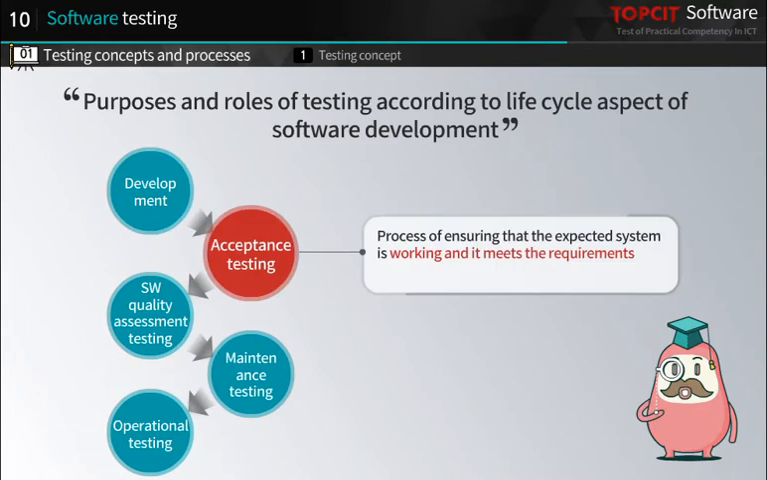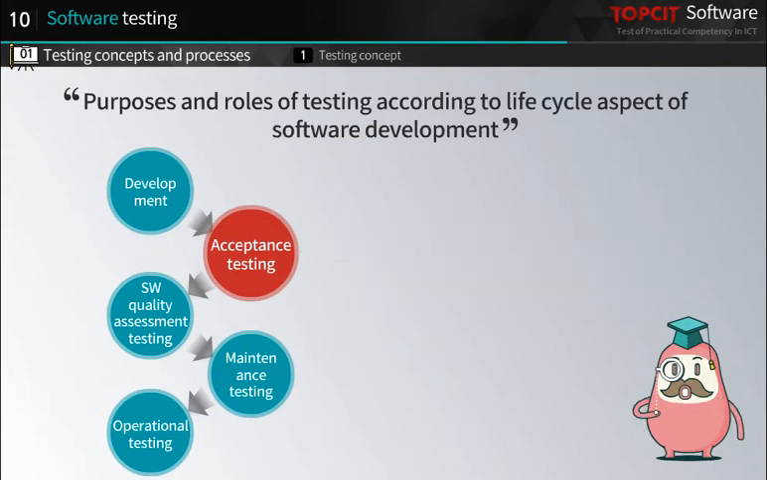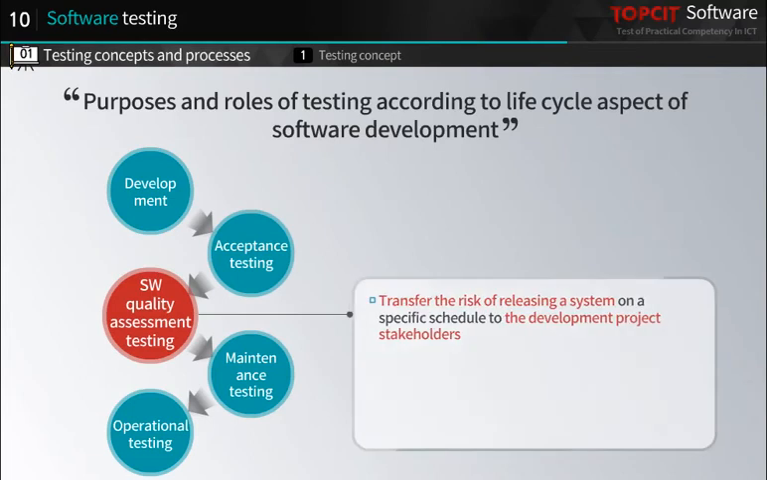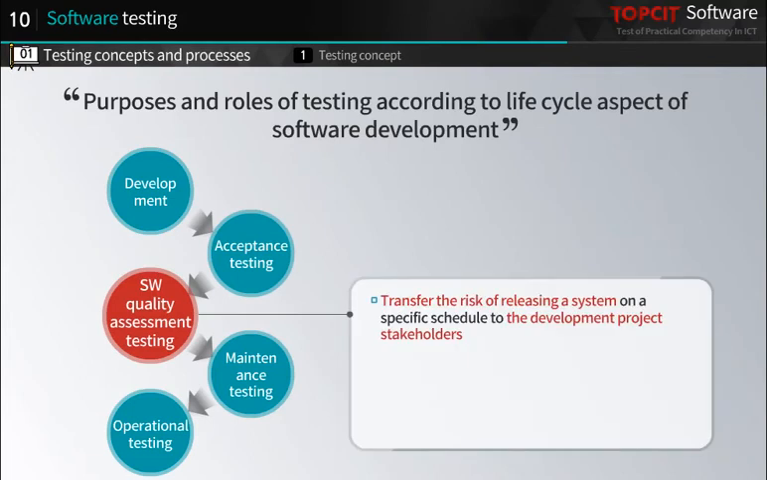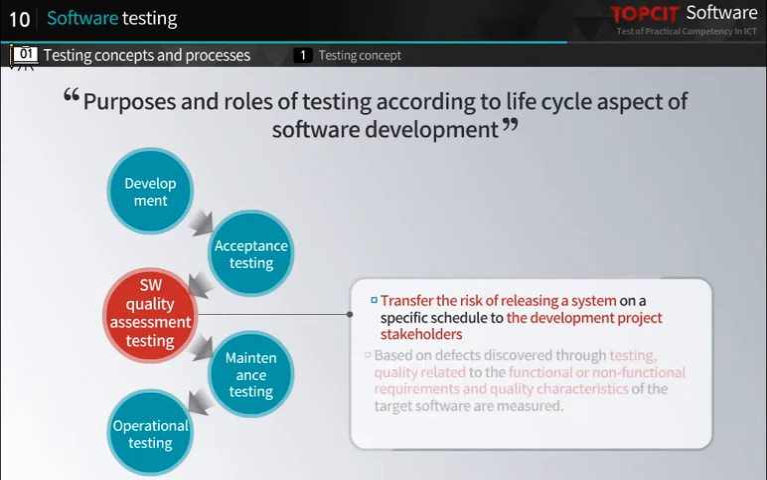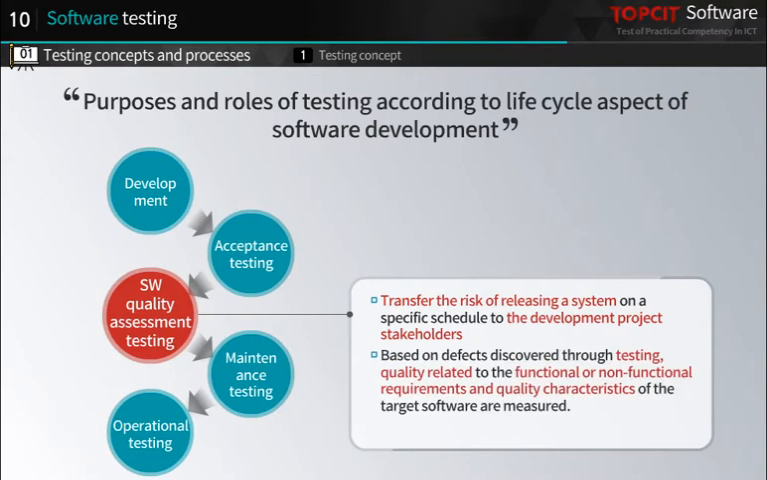Acceptance testing is the process of ensuring that the expected system is working and that it meets the requirements. Mainly customers and users will be the key players. Software quality assessment testing is to transfer the risk of releasing a system on a specific schedule to the development project stakeholders. Based on the defects discovered through testing, you can measure quality related to the functional or non-functional requirements and quality characteristics of the target software. Here, the key players can be testers and quality assurance.